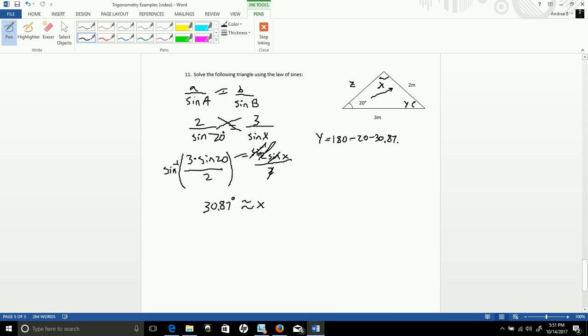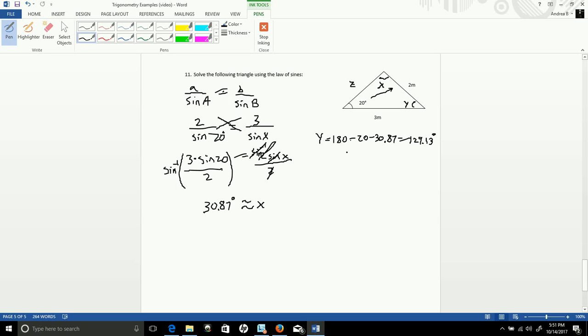So here if you do 180 minus 20, you'd have 160. And then if you subtract another 30.87, we get 129.13 degrees there. So that would be for angle Y. Now we have both of our missing angles, using our law of sines, and then using that our angles have to add up to 180 degrees.